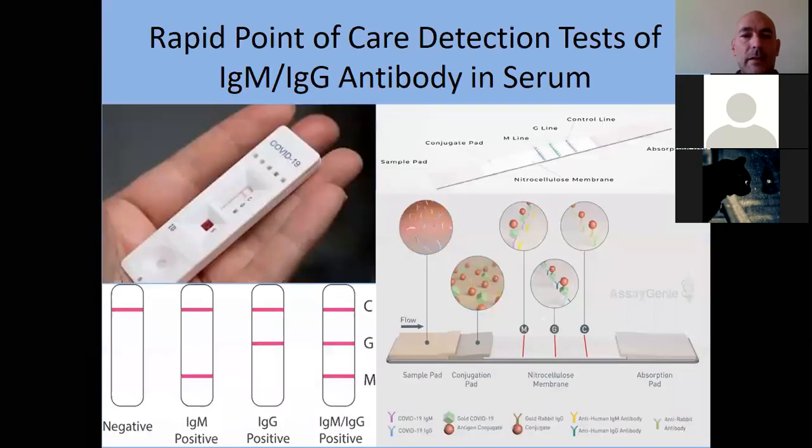Now let's look at the diagnostic aspect. And here is the rapid point of care detection test of these two antibodies, IgM and IgG, that are present in serum. You probably have seen this device everywhere, okay? This is a quite cheap device, and this is how it works, right?